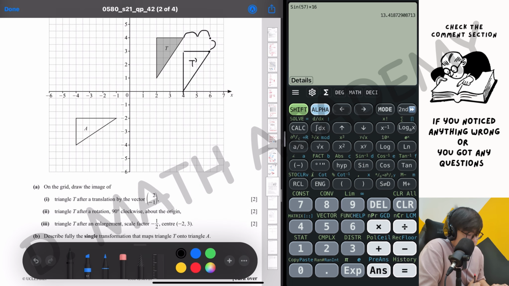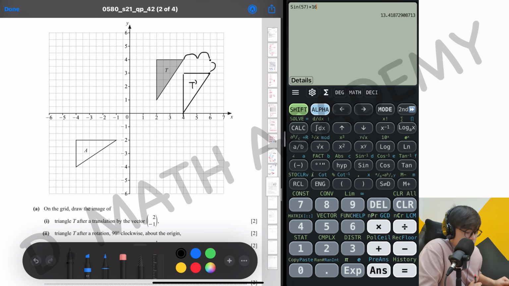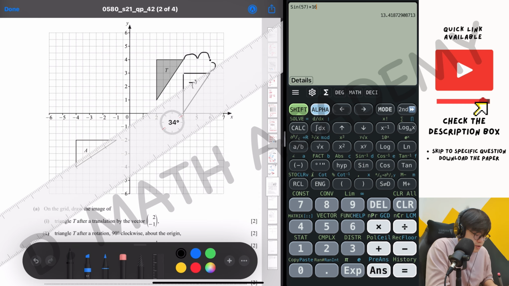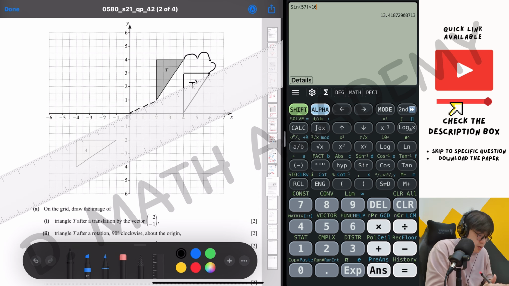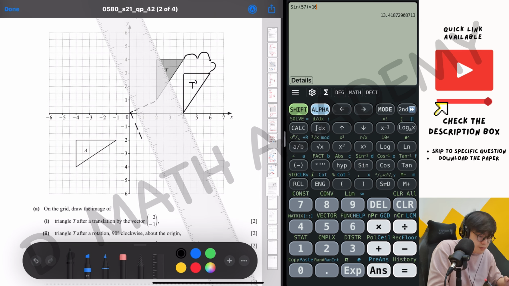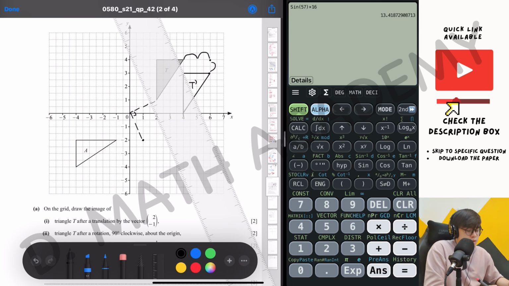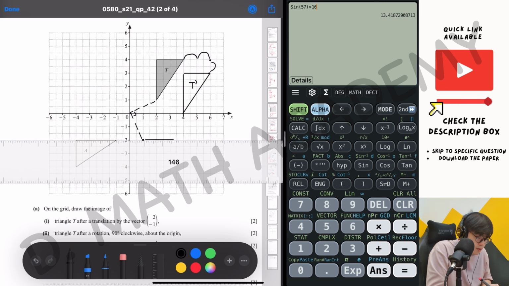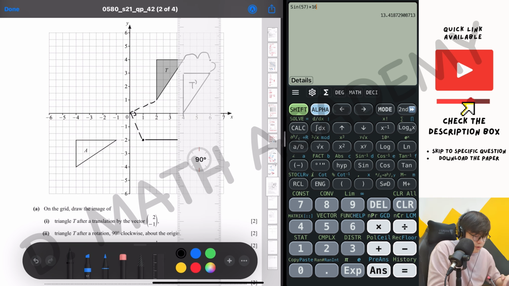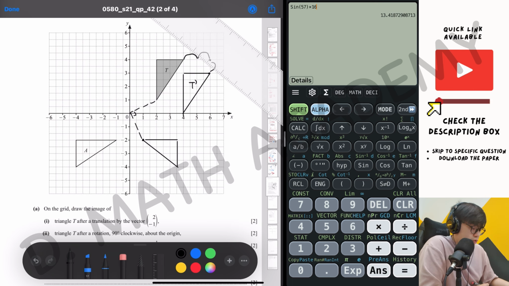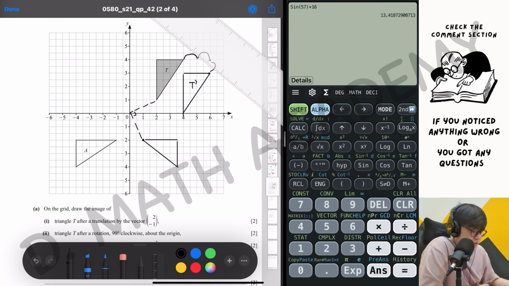Moving on to the next one, they wanted a rotation of 90 degrees clockwise about the origin. So they were referring to this, so there's clearly a rectangle here, which I know the result here is 90 degrees, and then it's 5 steps going down by 4, and then this will be your final result here.